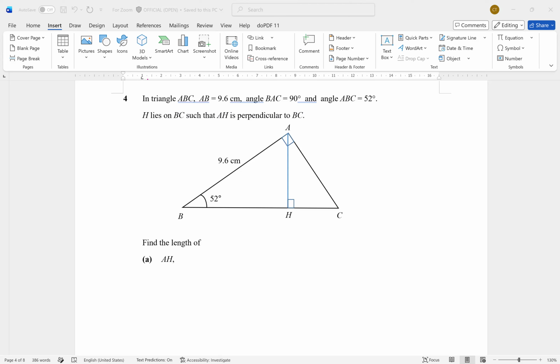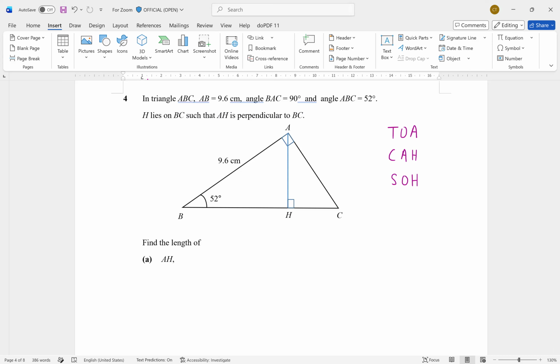Okay, for this particular topic, you need to identify where the right angle triangles are. So in this case, for part A, AH is part of the right angle triangle ABH. So we will focus on that triangle. For this topic, it's important to know the trigo ratios, trigonometry. So tangent is opposite over adjacent, cosine is adjacent over hypotenuse, and sine is opposite over hypotenuse. Alright, so we have our trigo over here.